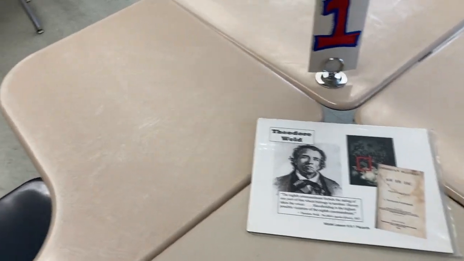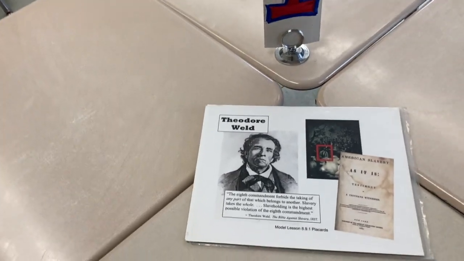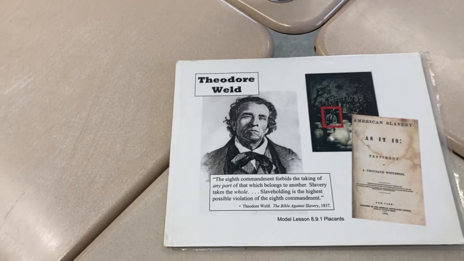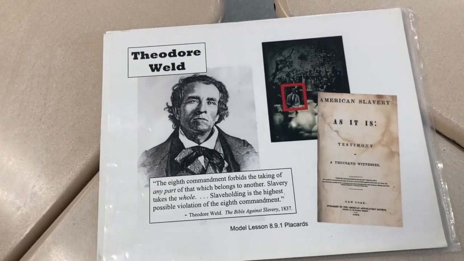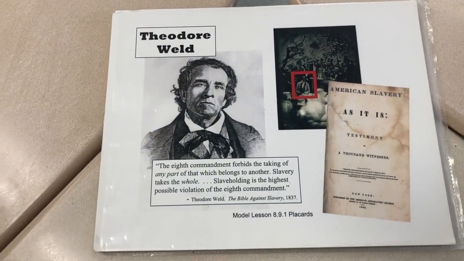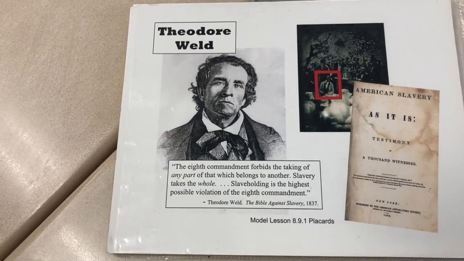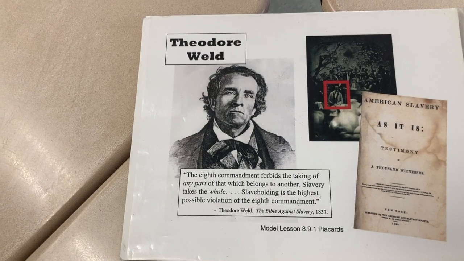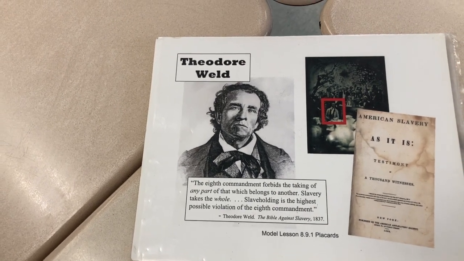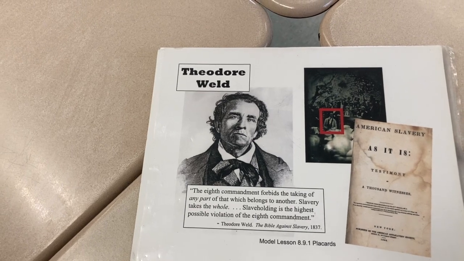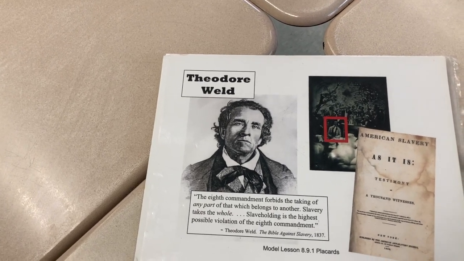At each station, they'll be introduced to a different abolitionist leader, and they will have to examine the primary and secondary sources that are thrown all over these placards, the quotes, the pictures, paintings, etc. And they're going to have to write how they think that each of these abolitionists tried to abolish slavery, and identify 2 pieces of evidence from the pictures or quotes that support their thinking.